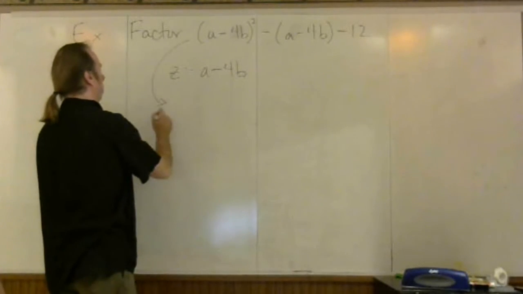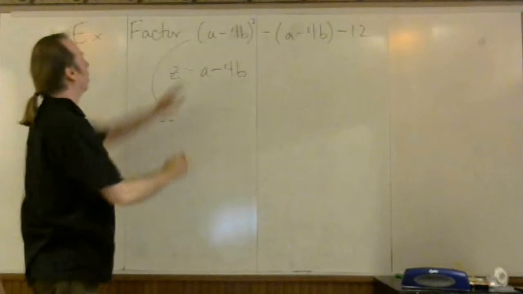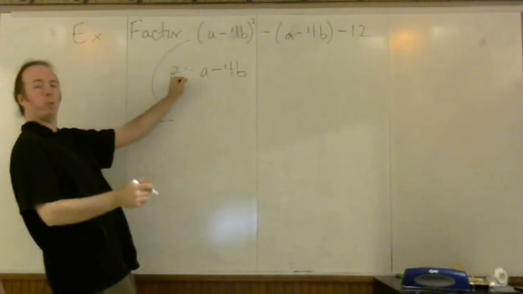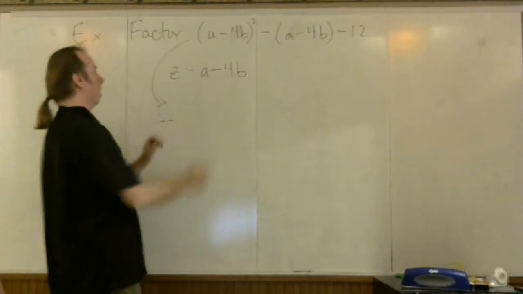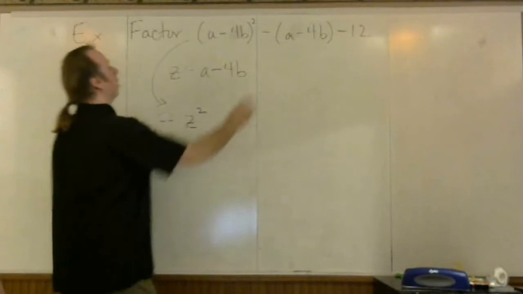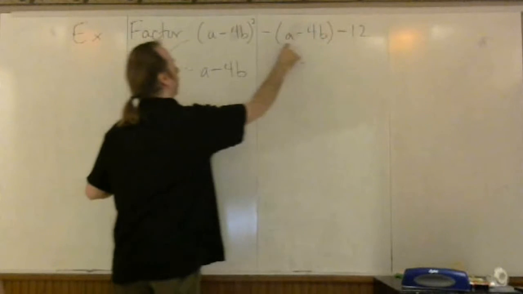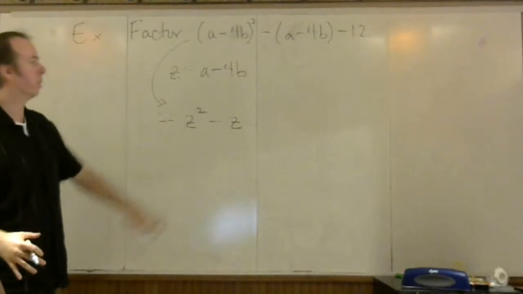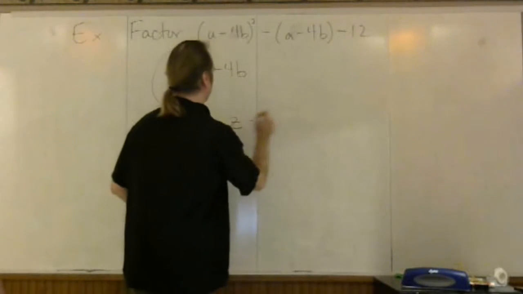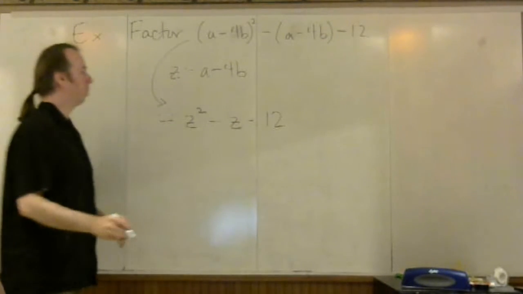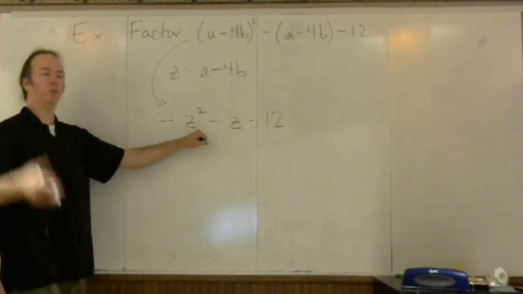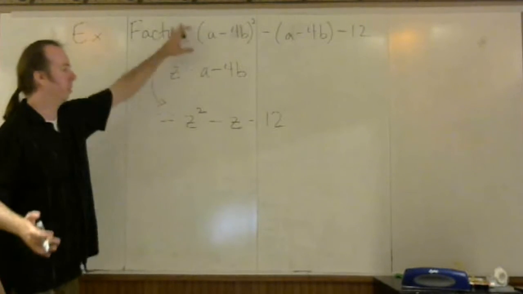Now I can rewrite this. (a - 4b)^2 is just z^2 now, because my z is the a - 4b. Minus a - 4b, so I replace the a - 4b with z again. And then minus 12. This is going to be easier to factor than this.